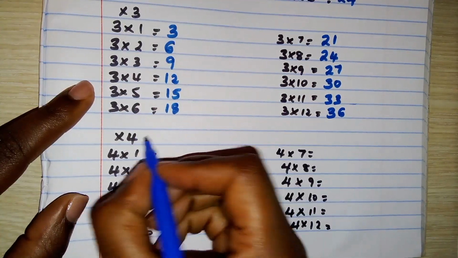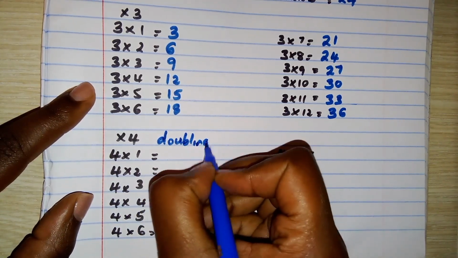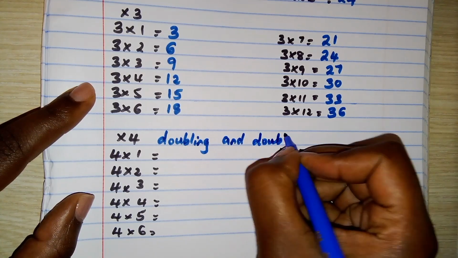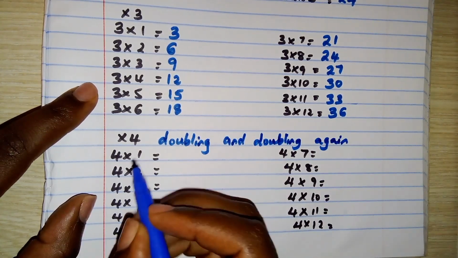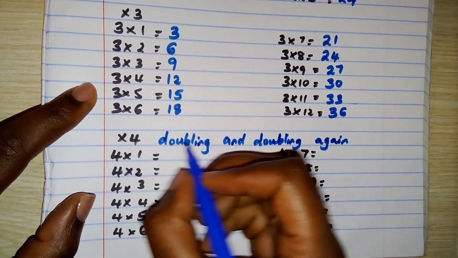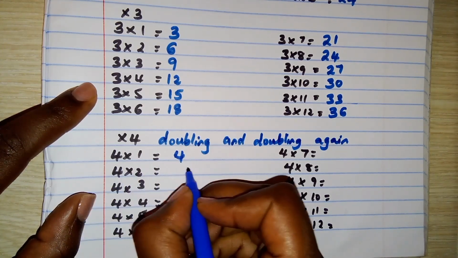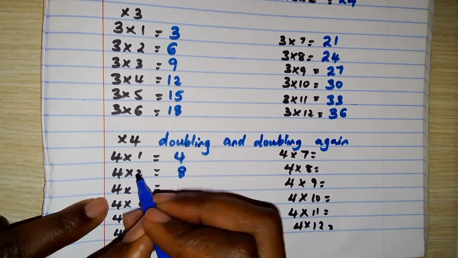So times 4 is the same as doubling and doubling again. For example, we already know the 4 times 1 is the number. So 4, this one is 2 times table, 4 plus 4 is 8. So doubling, what do we mean? We double the number.